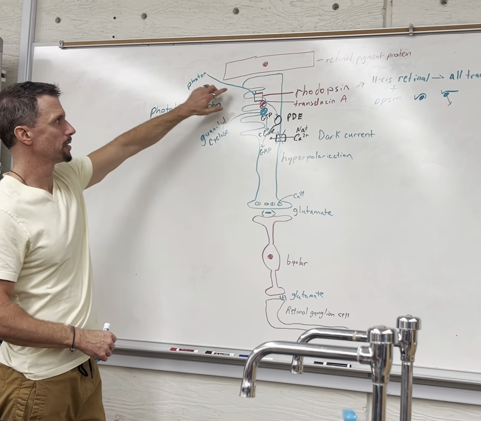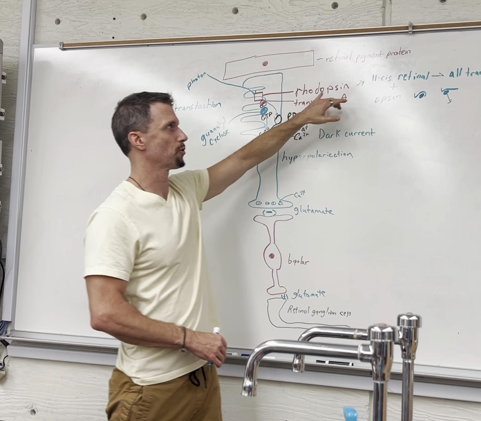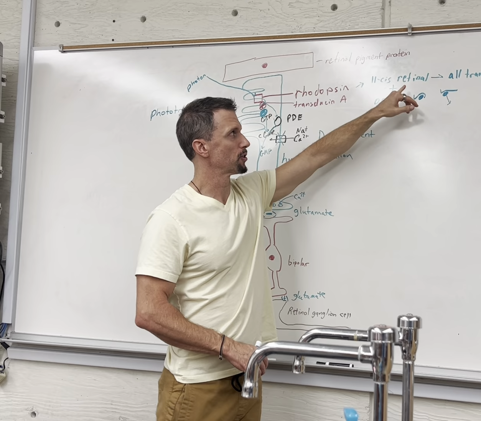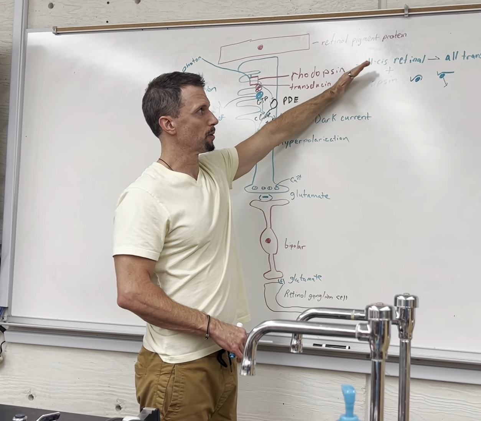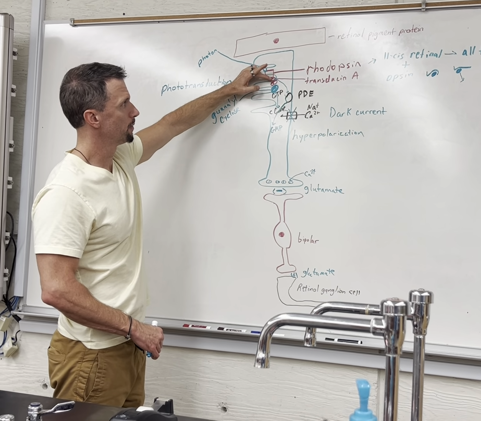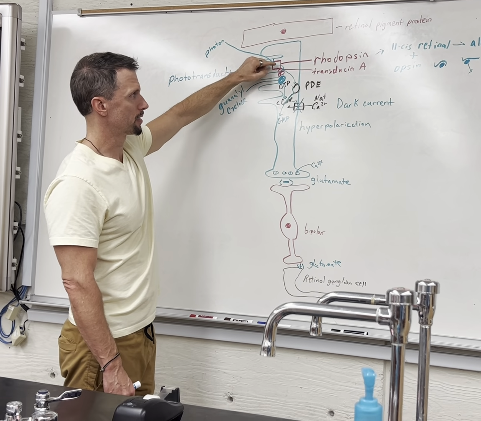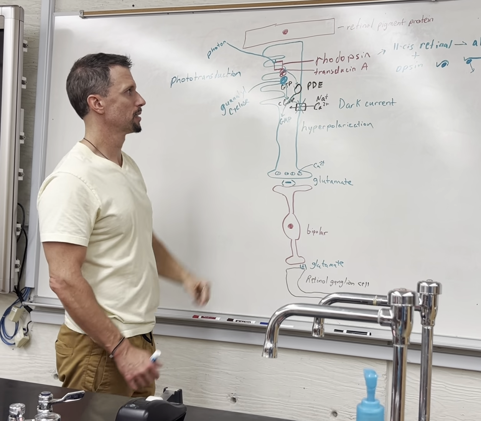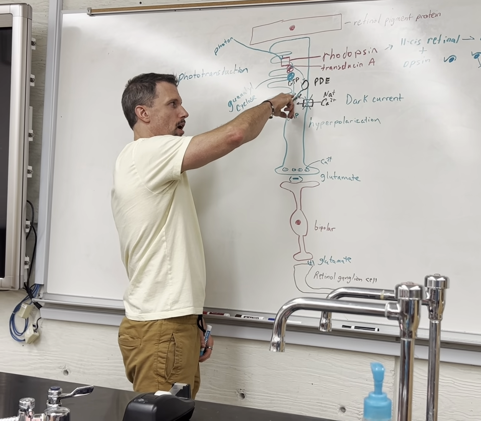A photon hits, and it's going to cause a conformational change in the rhodopsin from 11 cis retinal to all trans. That's going to cause the retinal to break away from the opsin, dissociate, and the opsin will go down here to the G protein, activate the alpha subunit. That's going to go to phosphodiesterase, and it's going to decrease the amount of cyclic AMP inside the rod.